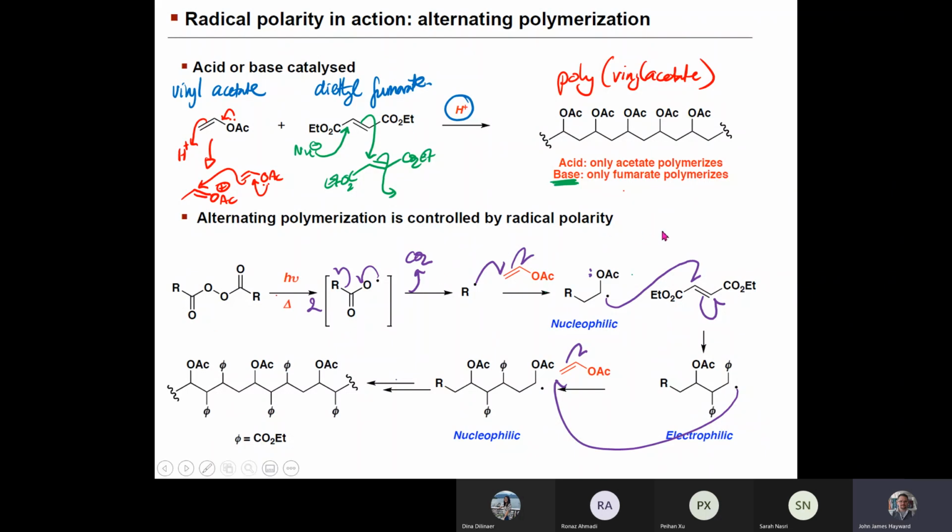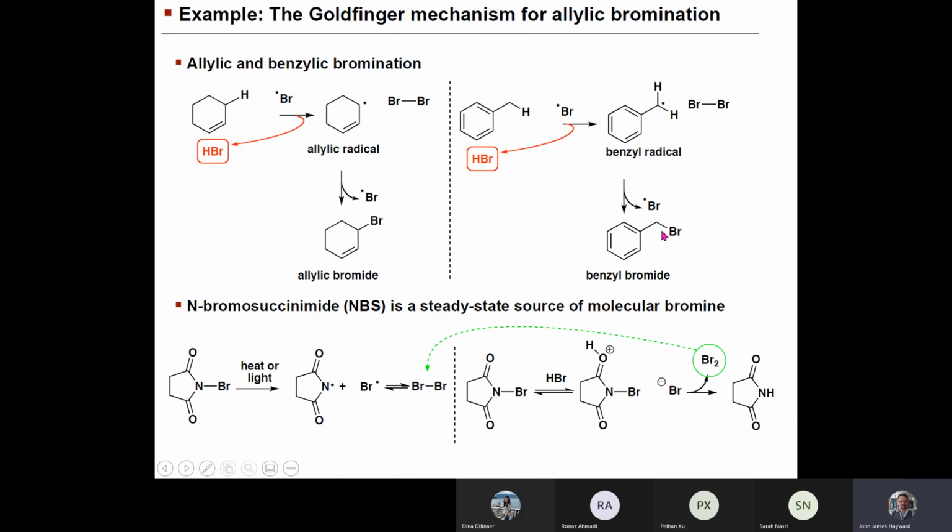So let's do some more radical reactions. A very useful reaction is allylic or benzylic bromination. It takes a pretty unfunctionalized molecule and does something useful with it. So, allylic bromination. What we're going to talk about is the Goldfinger mechanism, discovered by Professor Goldfinger, obviously.